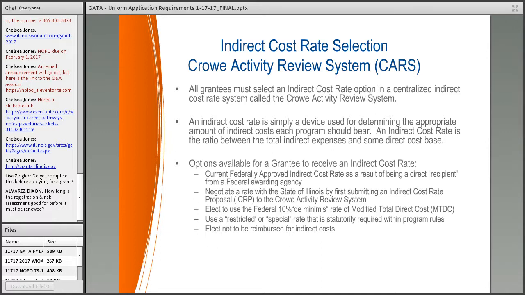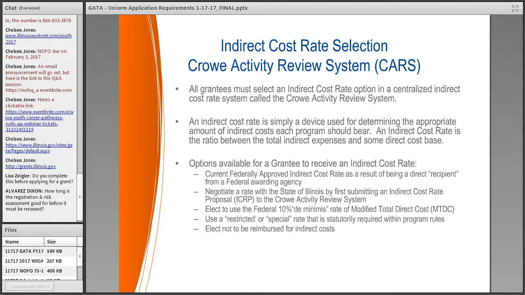The third option is to use the 10% federal de minimis rate of modified total direct costs. And you have to make that election on the CARS system because you have to certify that your organization is eligible to use that de minimis rate. According to the uniform guidance, only entities that have never negotiated an indirect rate with the feds, and for state purposes with the state, are eligible to use the de minimis rate. In addition to that, you have to spend less than $35 million in federal financial assistance annually to be eligible to use the de minimis rate.